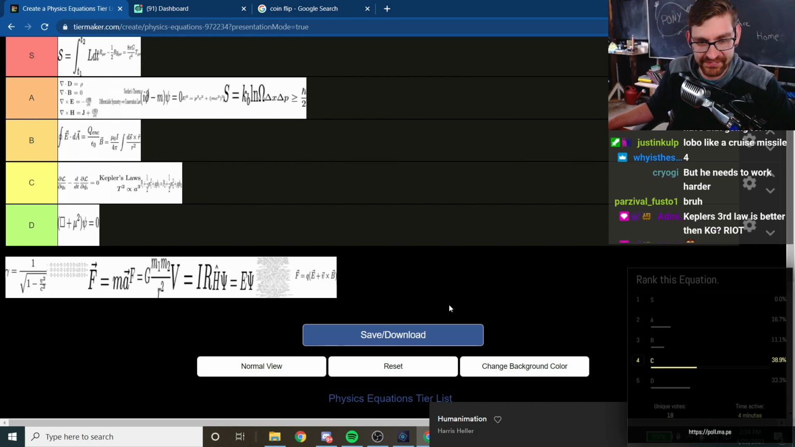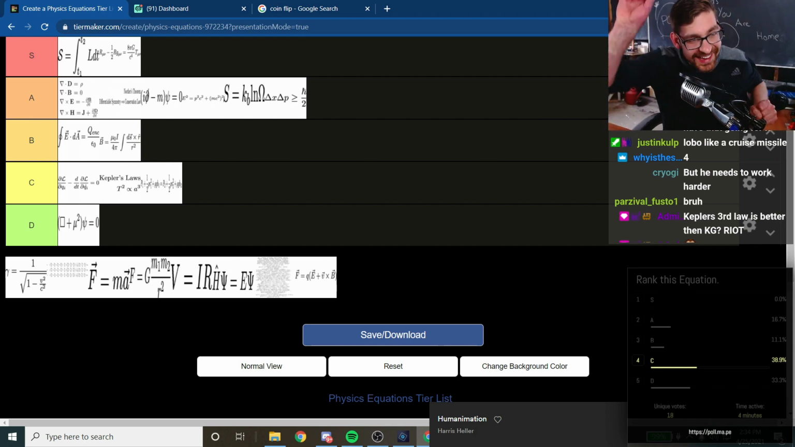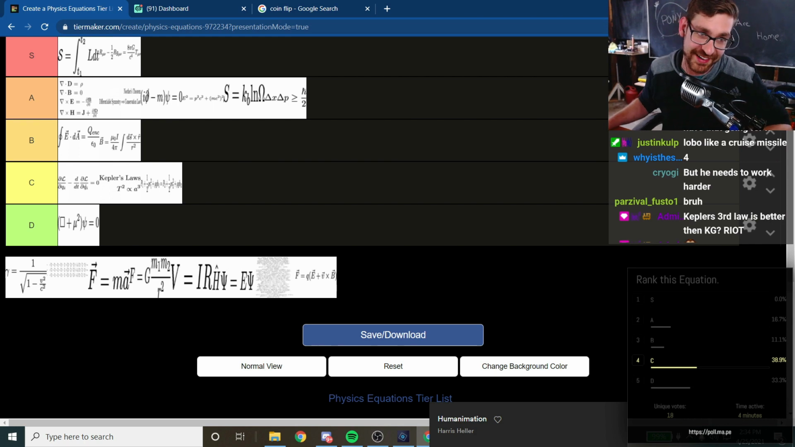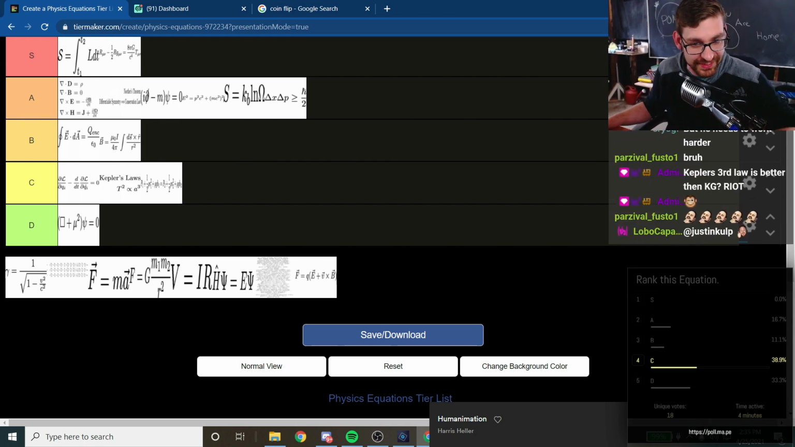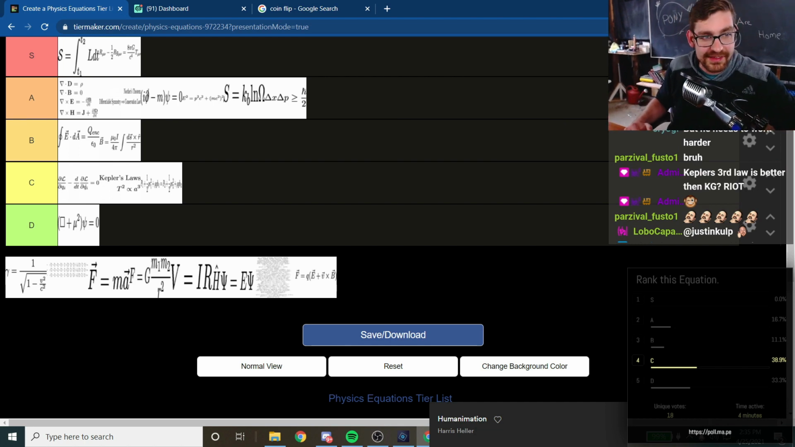And we're good. Kepler's third law is better than Klein-Gordon. Riot? No riot. In his time, it was way better. Klein-Gordon is a series of failures and just trying to salvage whatever comes left of it. That's what Klein-Gordon is. The judge has spoken.